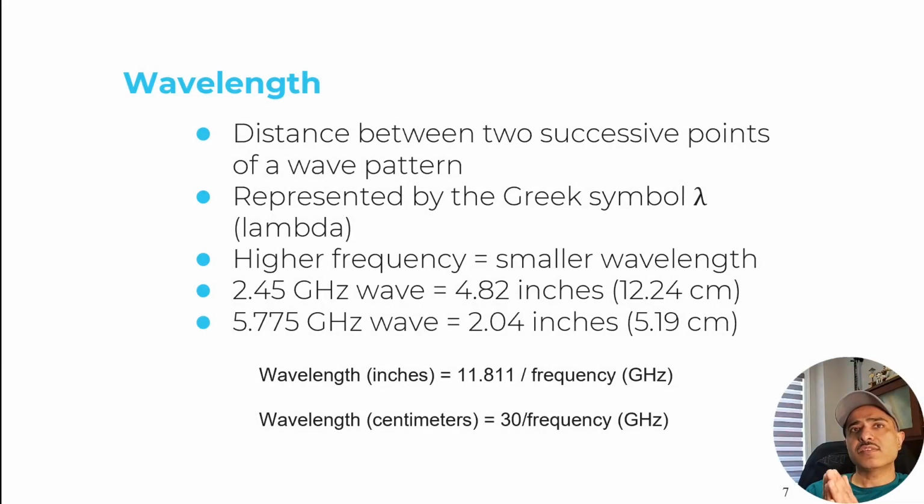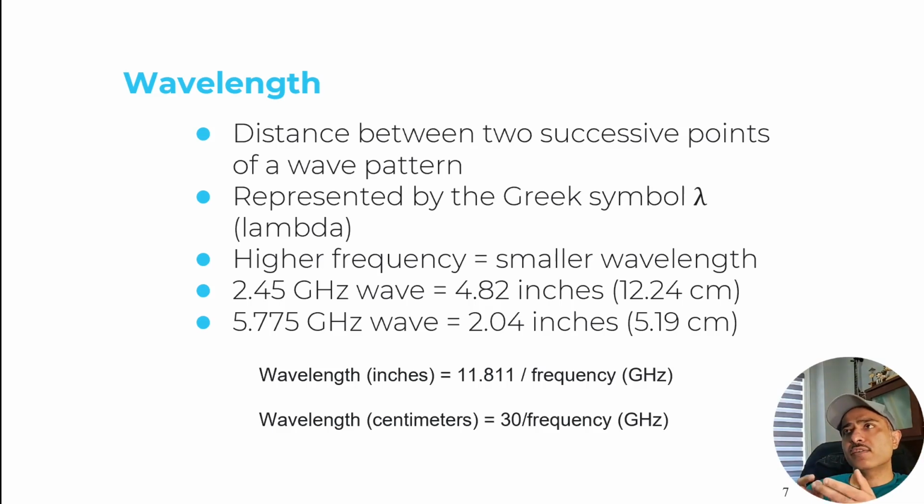Wavelength is pretty much the distance between two successive points, right? Now, what are these points? When you have a wave, which is like a sine wave, and I'll show you a picture in a minute, it's represented by lambda. Also, something important to understand is the higher the frequency, the smaller the wavelength, which means they are inversely proportional.